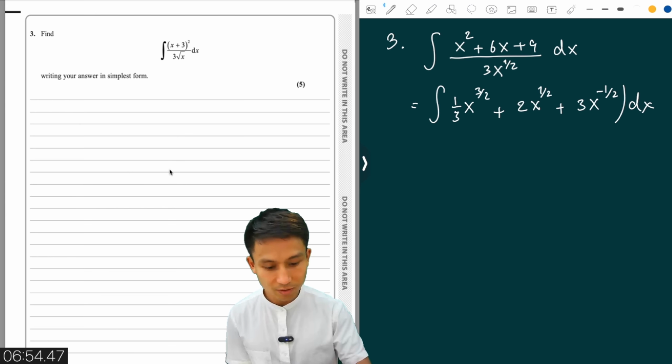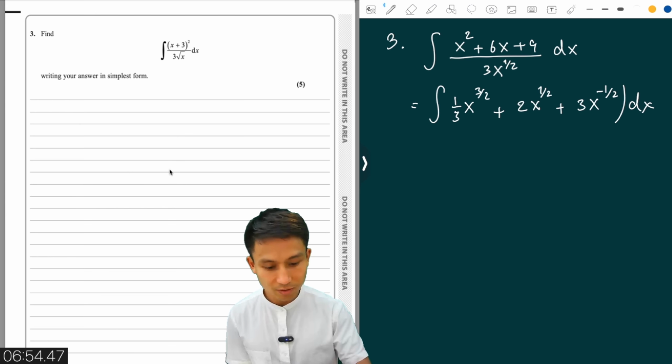Okay, so integrating the first term, we leave the 1/3 unchanged. And then x to the power of 3 over 2, we plus 1, so that becomes 5 over 2, and then we divide by that added power. And the other one, the same thing, x to the power of 3 over 2, because I added 1 there, and then divided by the added power. Minus a half plus 1 is just a half, and divided by that half. Yeah, don't forget the plus c.